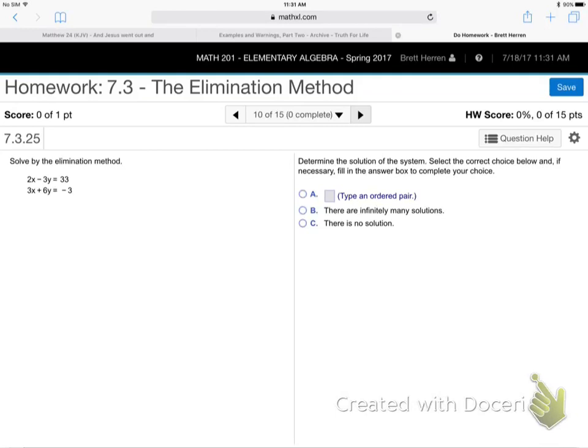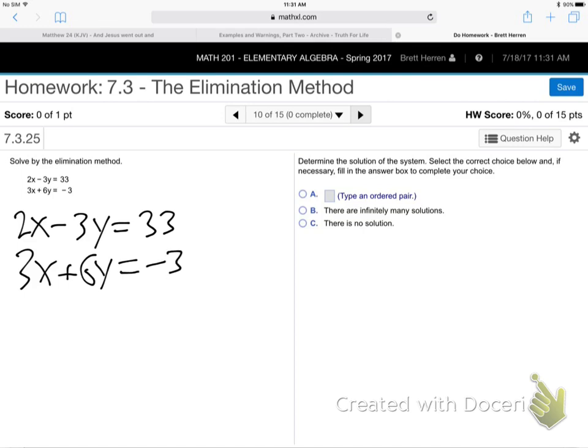A wrinkle. So 2x minus 3y is 33. 3x plus 6y is negative 3. Okay. So we could do the x's or the y's, it doesn't really matter. Got to make them opposites. So, well, let's do the y's, how about? How about we do the y's? So, what are we going to do?